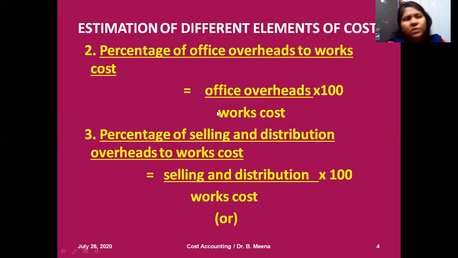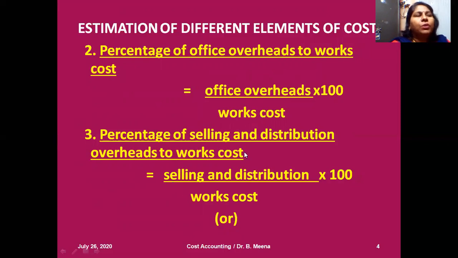That is the second working note. The third working note is the percentage of selling and distribution overheads to work cost. So how do we calculate the percentage of selling and distribution overheads to work cost? The formula is selling and distribution divided by work cost into 100.